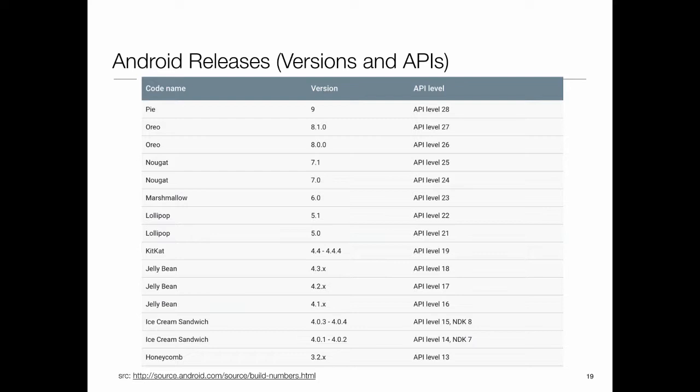The minimum API version means your application cannot run on a device that's before that. So if you are developing an application with minimum API version equal to 19, it means this application cannot run on a device that supports only Android 17. And the target API version is the recommended version to run this application.